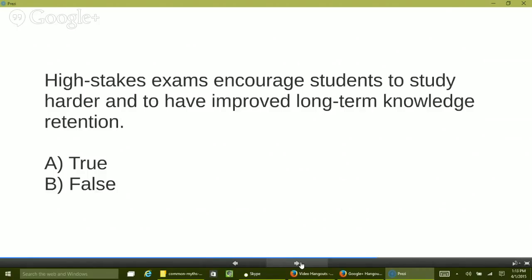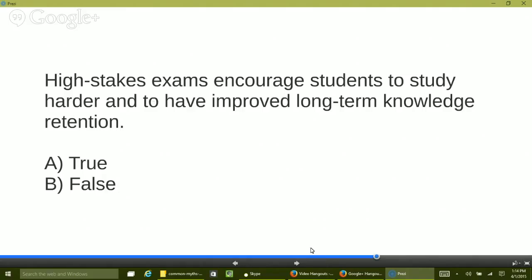Okay, here's another statement, which is that high-stake exams encourage students to study harder and results in improved long-term knowledge retention. This is kind of the heart of the European model, where you only have that final exam at the end. We've got one vote for false. Any others?